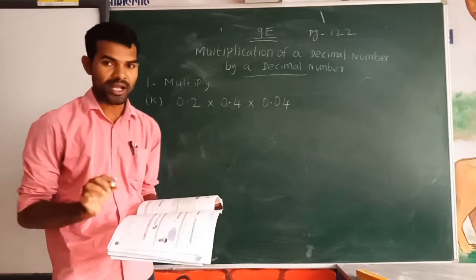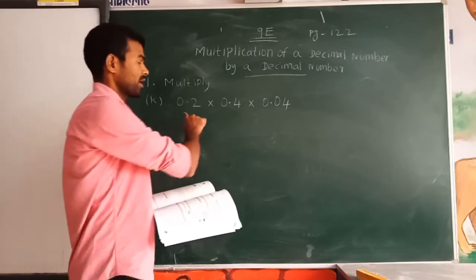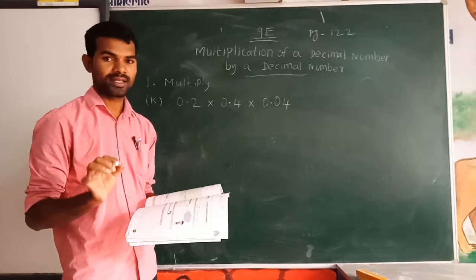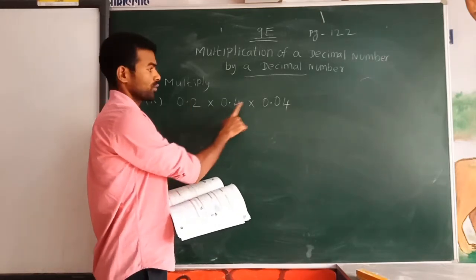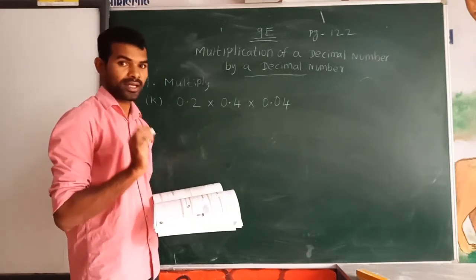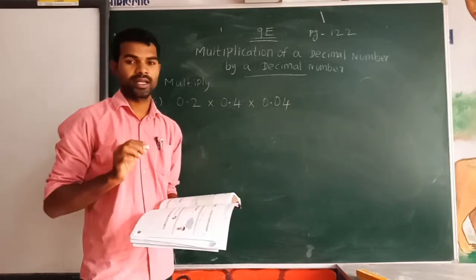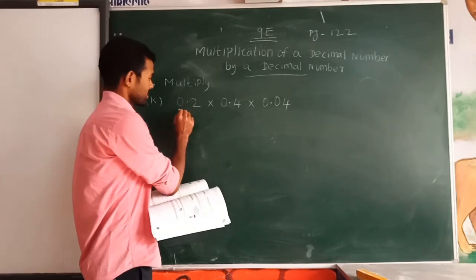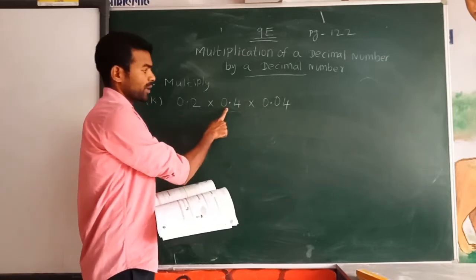When we multiply all the numbers, what is the product? We are going to find out. Three numbers are given, and all three are decimals. See the point. There is no need to be confused. First, take these two numbers, 0.2 and 0.4.